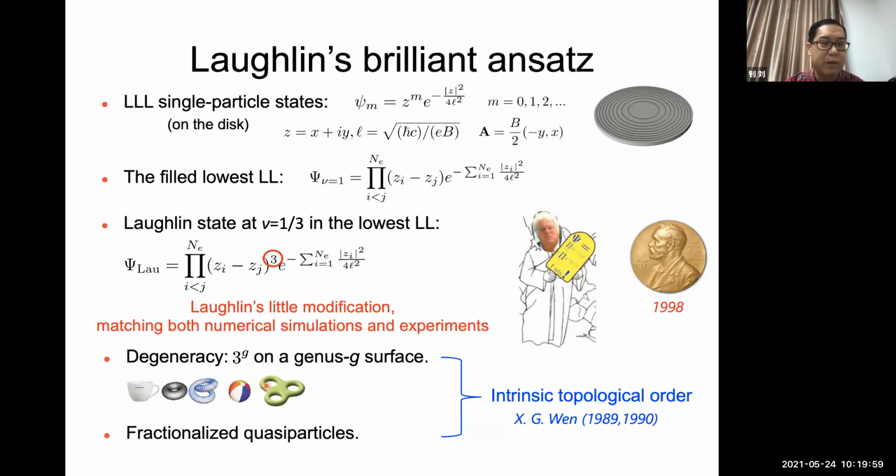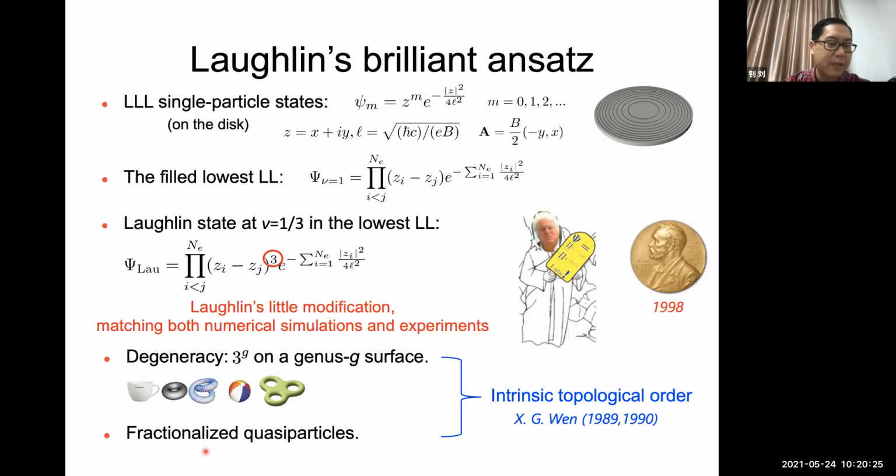For example, if we put the Laughlin state on a sphere surface, because the genus is equal to 0 in this case, then the degeneracy is 1. However, if we put it on, for example, the surface of a coffee cup or a torus, then we have threefold degeneracy. The second amazing property is that the quasi-particle excitations in the Laughlin state are fractionalized.